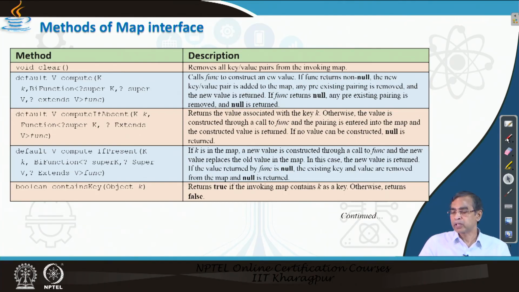There are many methods, as we see here. The compute method is basically how, for a given key, the value can be computed, and then there is compute if absent, and compute if present functions. Then contains key, that means whether a key is available in the collection or not. So, those are the methods.